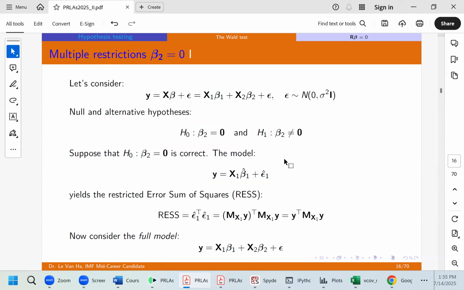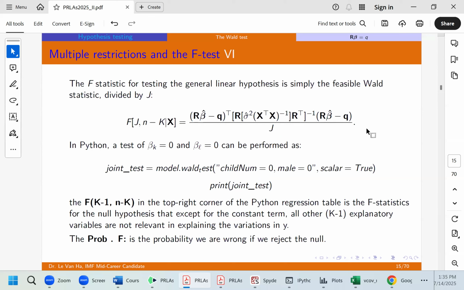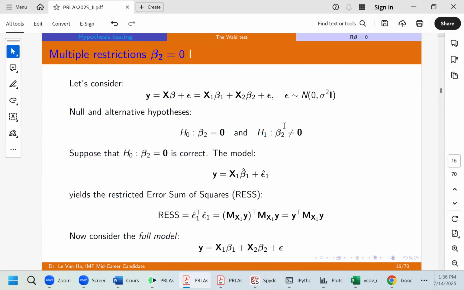So the test before was for general purpose. That is to say, we want to test R times beta is equal to Q. But now we want to test a very specific case. That is when we want to test that parts of the beta hat are zero. Part of the coefficients here are zero. So let's say in our regression table, we want to test that, except for the constant term, all other beta 2 are zero. But in other contexts, we may test part of that.